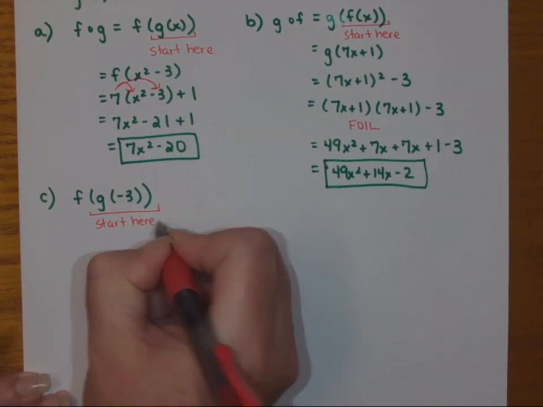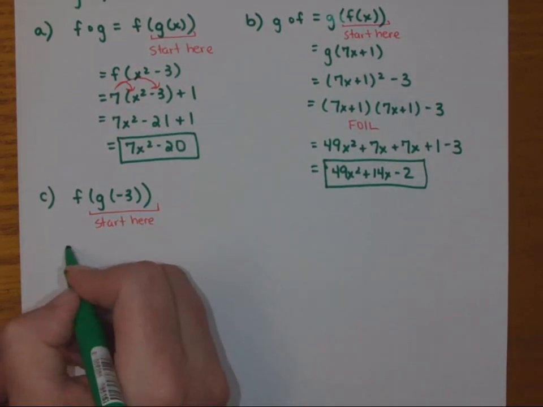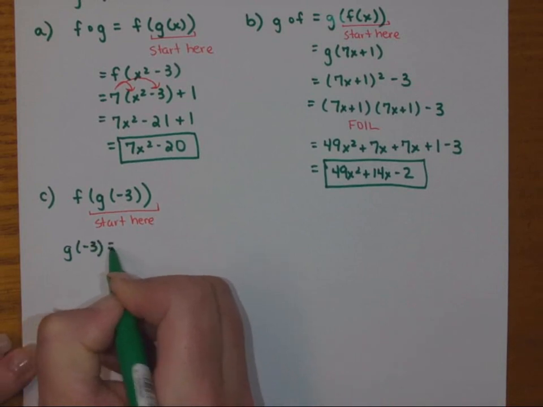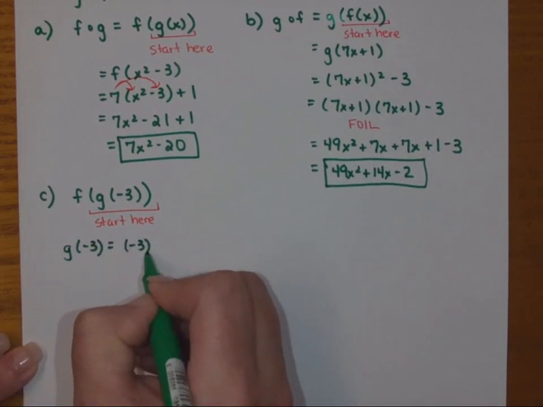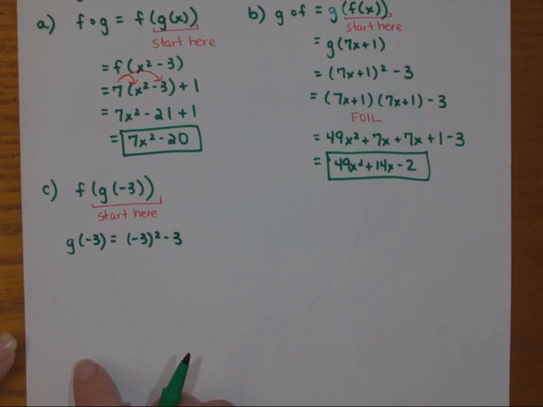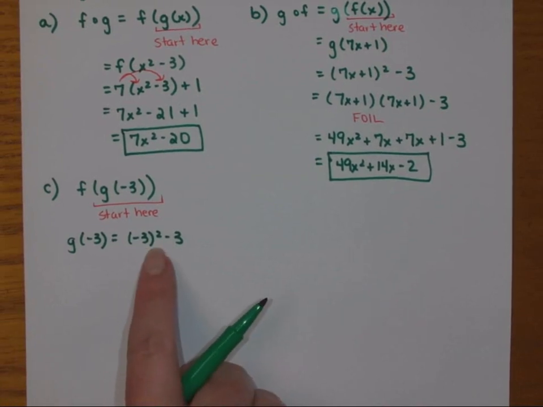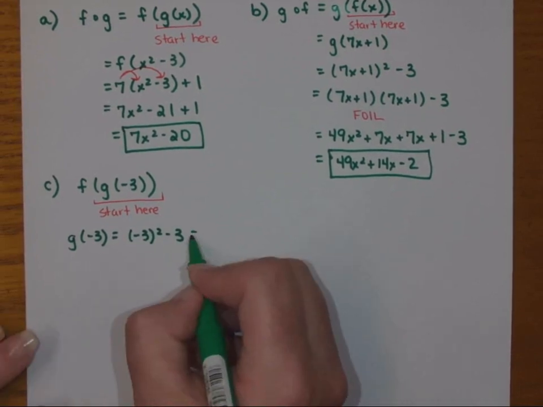You're still going to start on the inside. You always do that with composition of functions. So first, I'm just going to find what g of negative 3 is. So notice that would be negative 3 squared minus 3. Be careful of your signs. Negative 3 times itself is positive 9, which gives me 6.